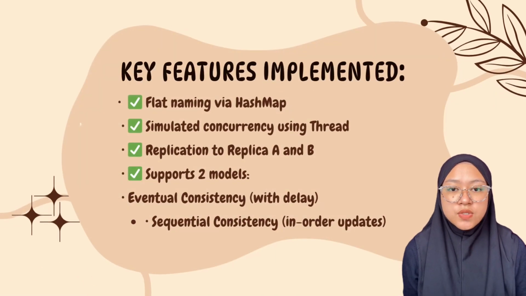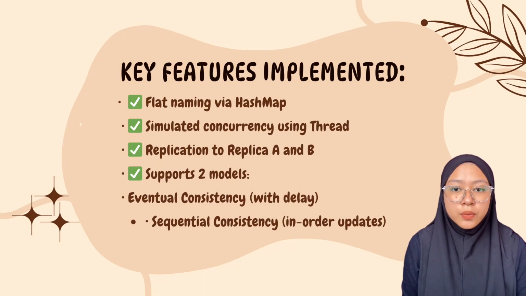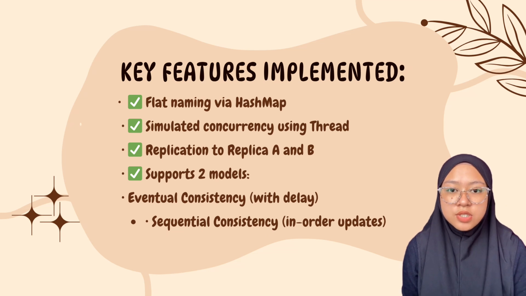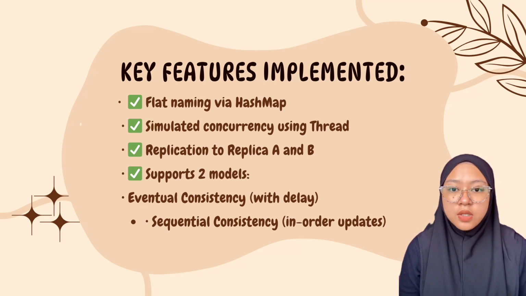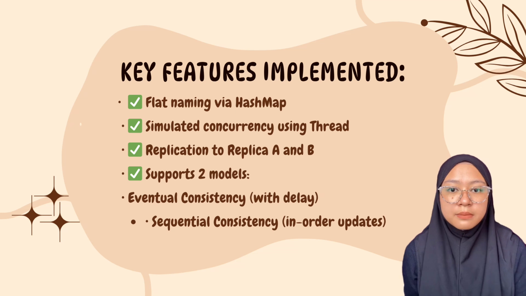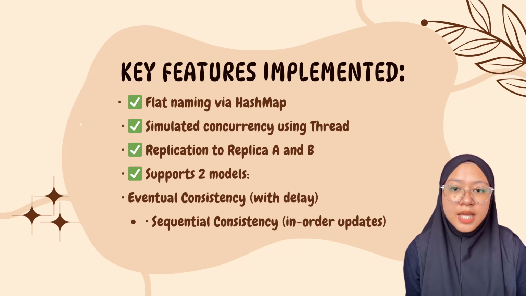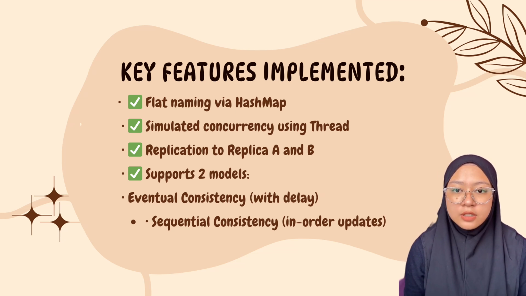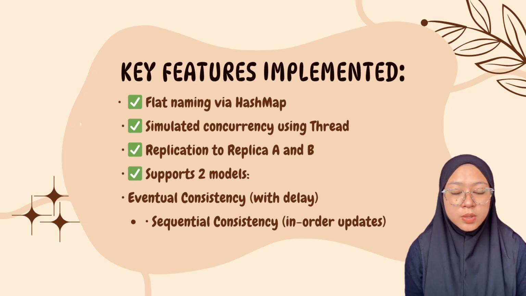The simulation uses a flat naming approach implemented with a hashmap, which allows easy resolution of branch names to nodes. It also uses Java threads to simulate multiple customers booking at the same time. Each booking is replicated on 2 nodes, and we switch between 2 consistency models, which are eventual and sequential.